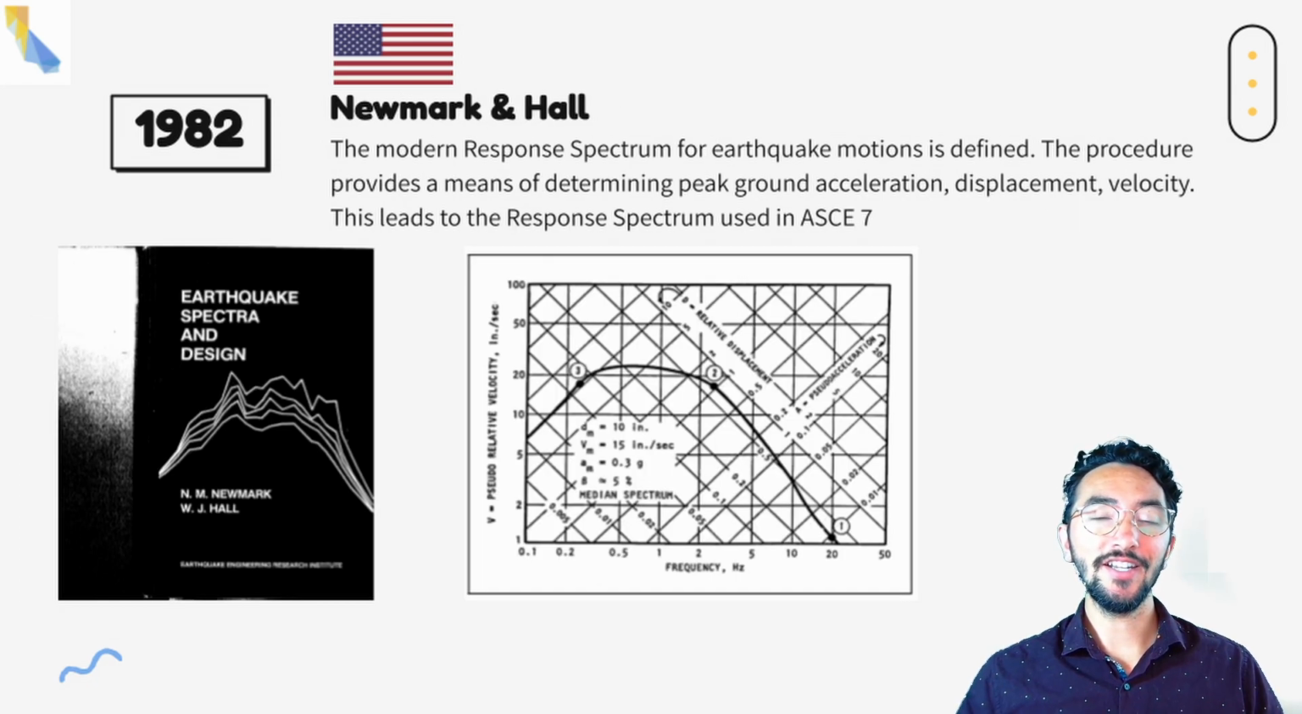And finally, in 1982, Newmark and Hall published a paper on developing response spectrums from ground motions. And this is basically the culmination of everything that's come before, including the seismographs and the work by Housner. And this result, the output, this response spectrum, is what you'll see in ASCE 7.